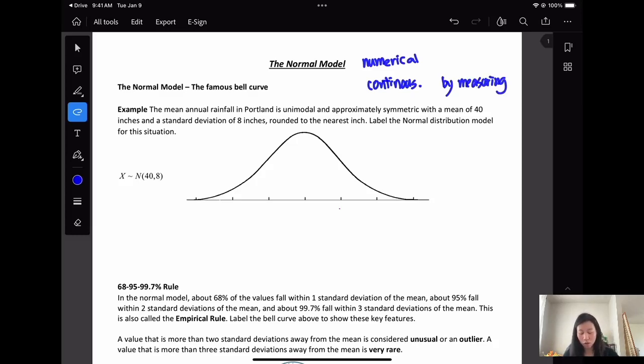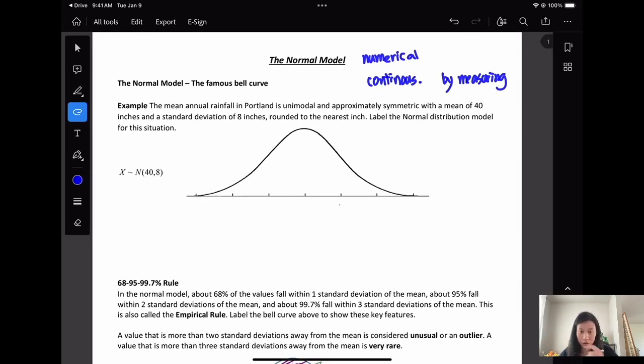Okay, so the normal model looks like what we're showing in the graph here, a bell curve. For example, the rainfall in Portland is unimodal and approximately symmetric with a mean of 40 inches and a standard deviation of 8 inches. Rounded to the nearest inch, we can use the normal distribution model for this situation.